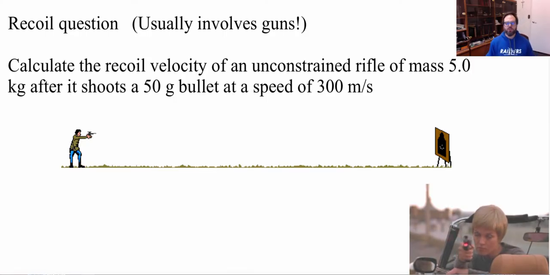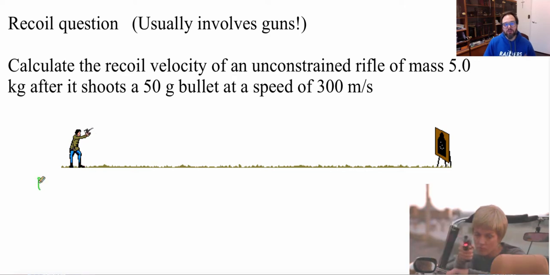So let's take a look at our first question. Our first question is a recoil question. It says to calculate the velocity of an unconstrained rifle with a mass of 5 kilograms as it shoots a 50-gram bullet at a speed of 300 meters per second. So the whole idea here is we have to use Newton's third law, which is for every action there's an opposite and equal reaction. So the momentum of the bullet going forward must be equal to the momentum of the gun going back. Another way of looking at this is saying my initial momentum of the bullet and the gun was 0. Therefore, my final momentum of the bullet and the gun must be 0 as well.